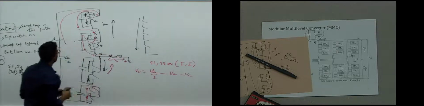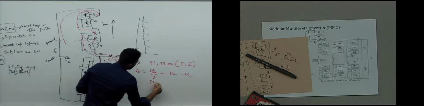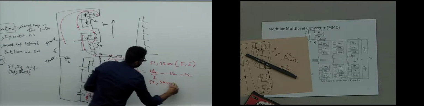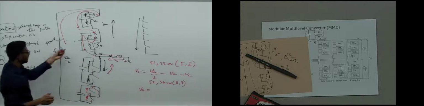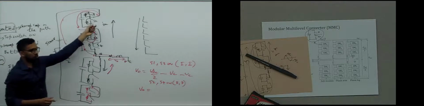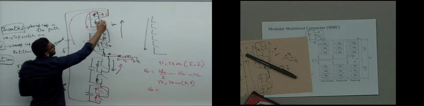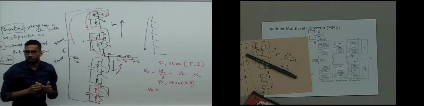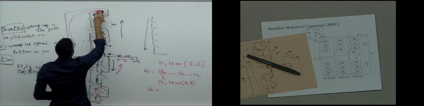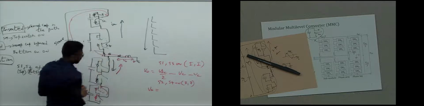Okay, what will happen when both modules are bypassed? Say S2 is on and S4 is on, bypassed and bypassed. In that case, what will VO be? VO will be VDC by 2, no drop here, right? No drop here because the current is inward and this switch takes the current, no drop here and the current flows like that. Is it clear? Let's see, we'll erase this off.